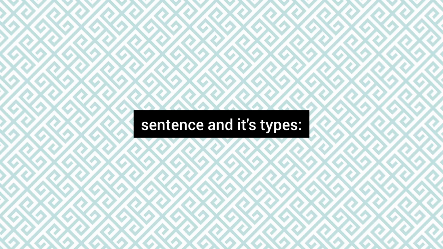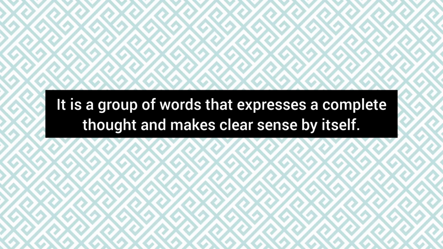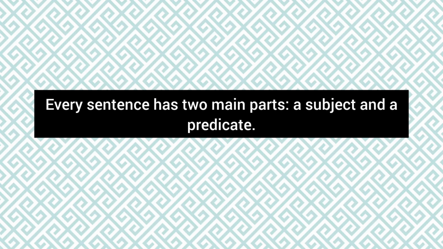Sentence and its types. Definition of sentence. A sentence is the most important unit of grammar in the English language. It is a group of words that expresses a complete thought and makes clear sense by itself. Every sentence has two main parts, a subject and a predicate.